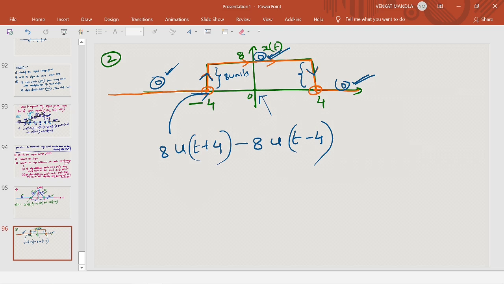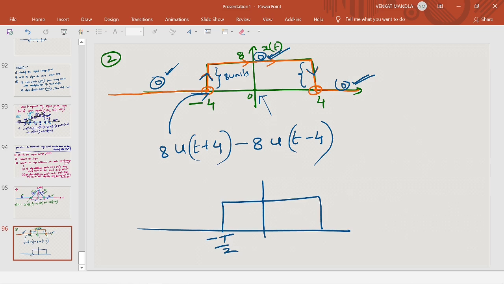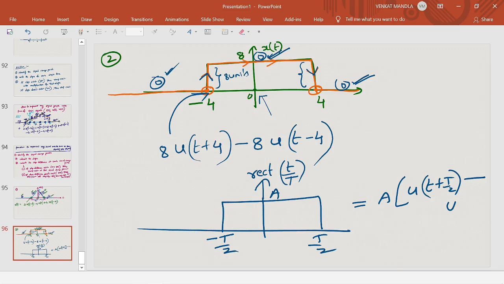Whenever I give this kind of signal, sometimes from minus t by 2 to plus t by 2, this is a rectangular signal, rectangle of t by T. How can you write it, say with amplitude A? This is A times u of t plus T by 2 minus u of t minus T by 2. You can easily write this.